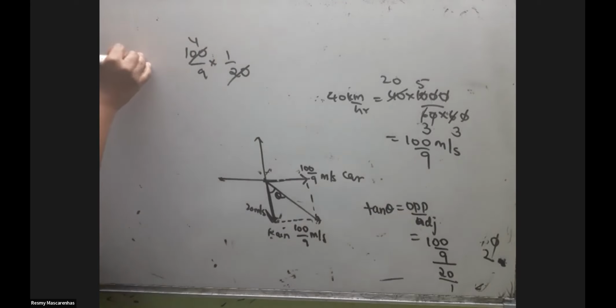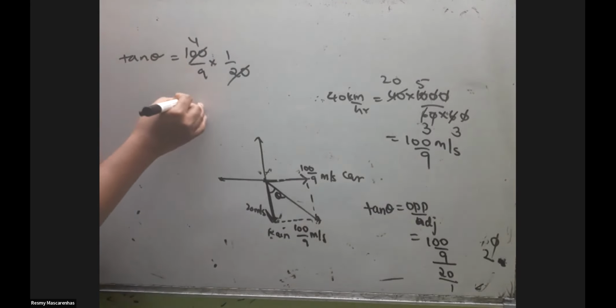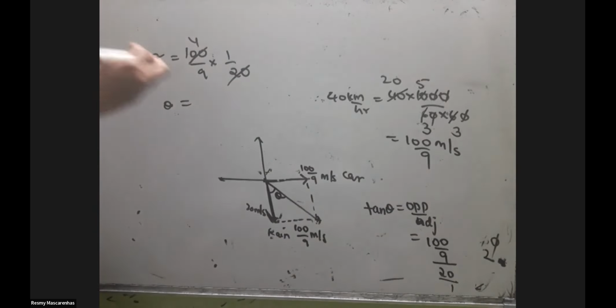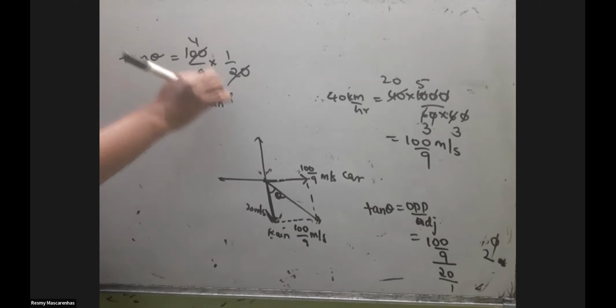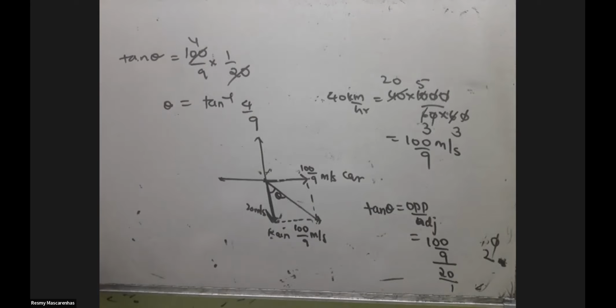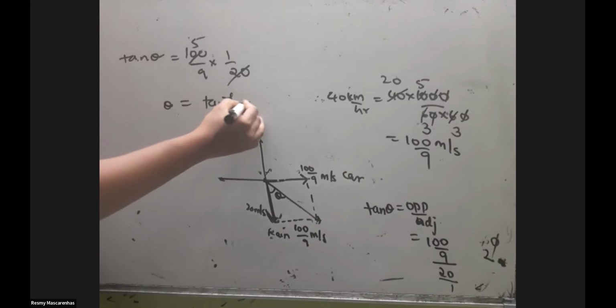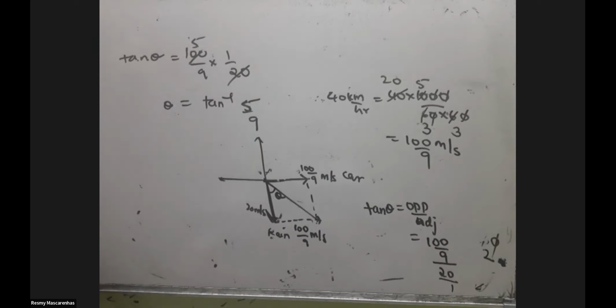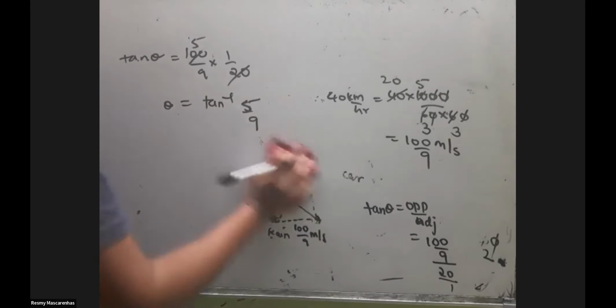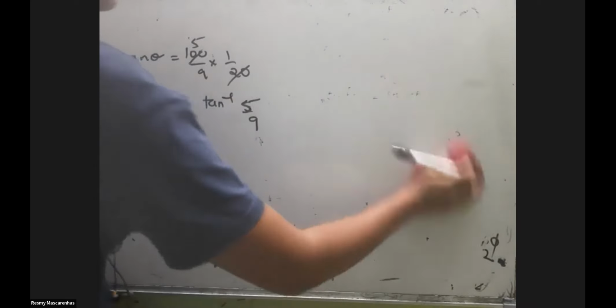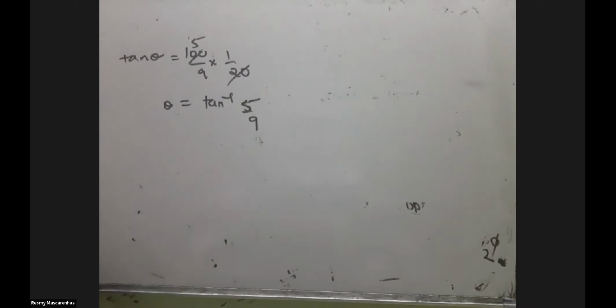This is reverse. So tan theta is 4 by 9. Theta is equal to tan inverse of, just have to take tan inside, have to write it as 4 by 9. Oh, 5, sorry, 25. The answer will be tan inverse of 5 by 9. Again, refer to the umbrella problem, same way it is.